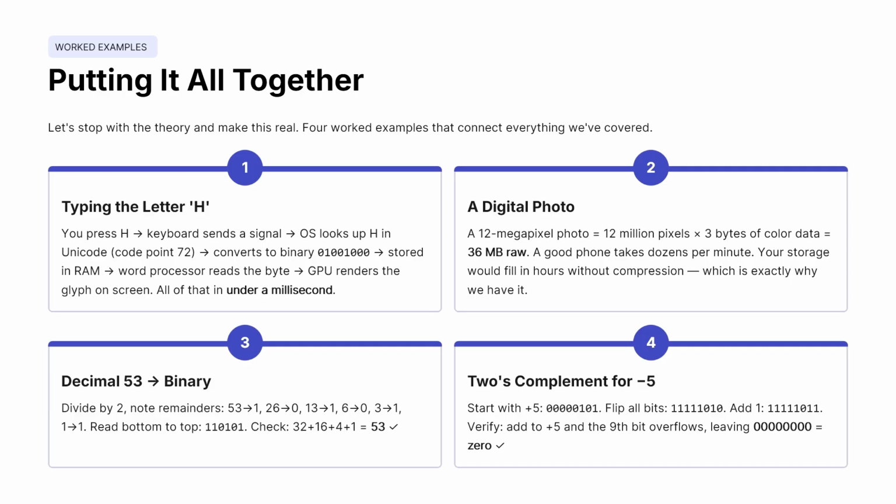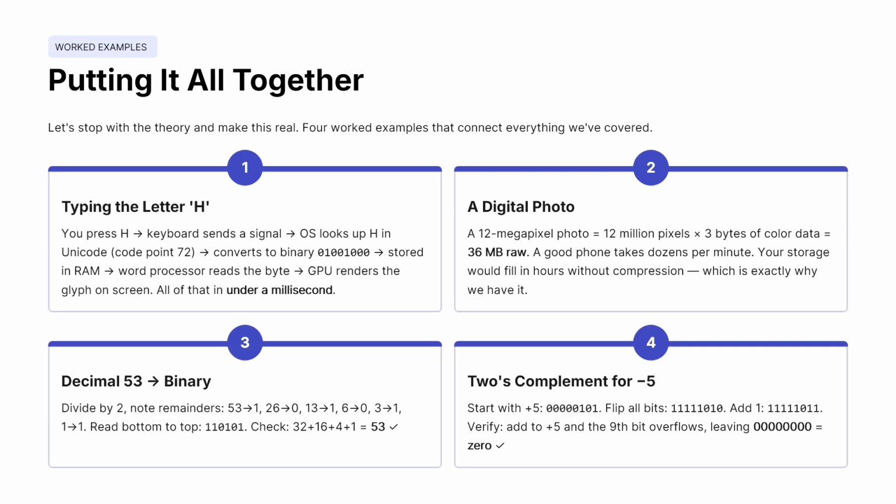00000101. To get -5, flip all the bits: 11111010. Then add 1: 11111011. That's -5 in 2's complement. Want to verify? Add it to +5. You should get 0.